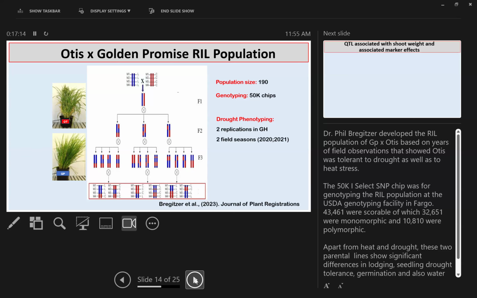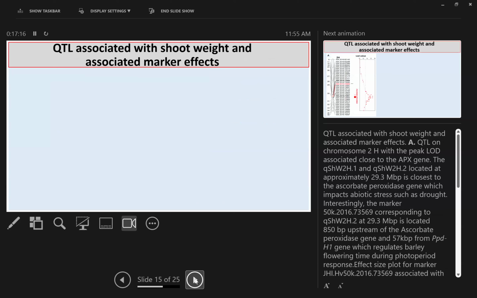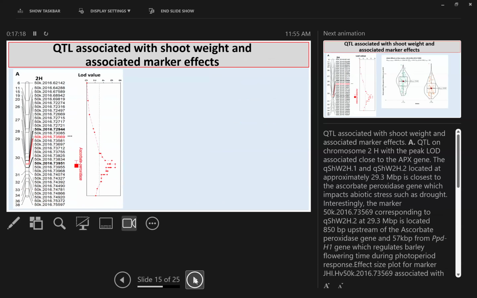I'm not going to delve too much into it, but I do want to share a few things. One of the things is that we found a very nice QTL associated with shoot weight. It's very close to a gene called ascorbate peroxidase, or APX, about 850 base pairs in the promoter region of this gene itself. So that was pretty exciting for us.